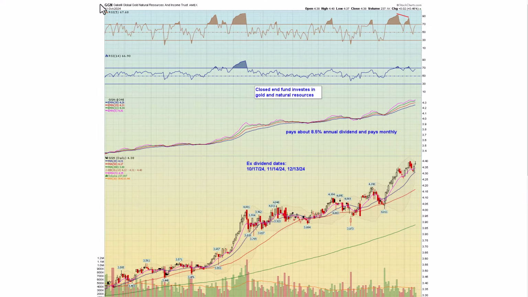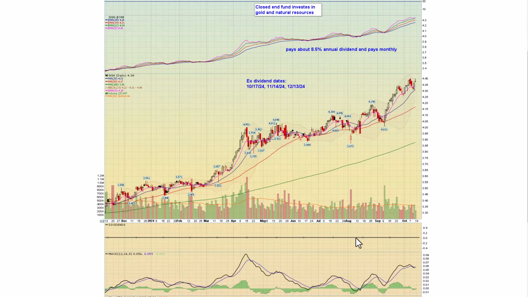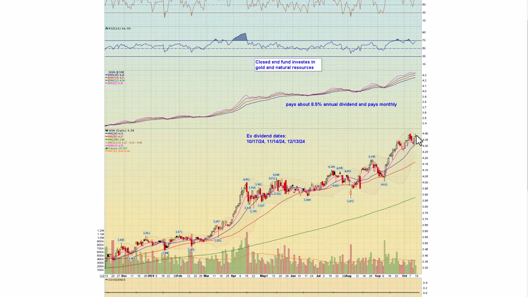And chart 87, GGN, here's a precious metal gold resource stock that pays a monthly dividend. Pays roughly an 8.5% annual dividend. You can see the monthly dividends. It's only 3 cents per month, but again, with the stock price, that's roughly 8.5%. And in addition to that, it's been uptrending with the precious metals. It's been a great little dividend play.